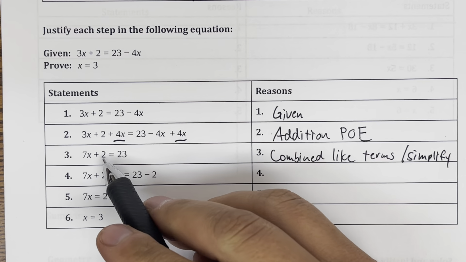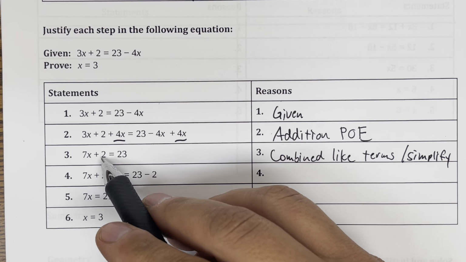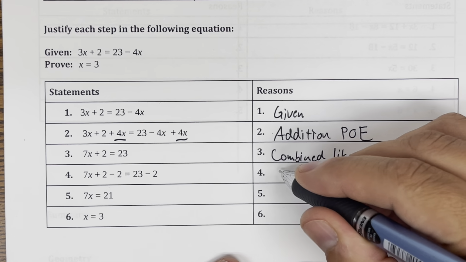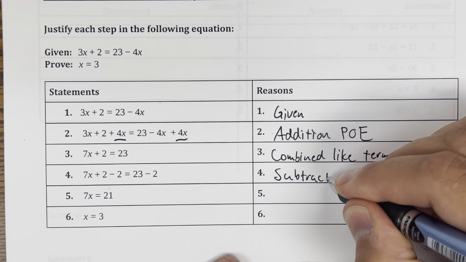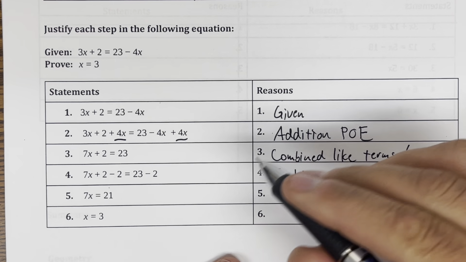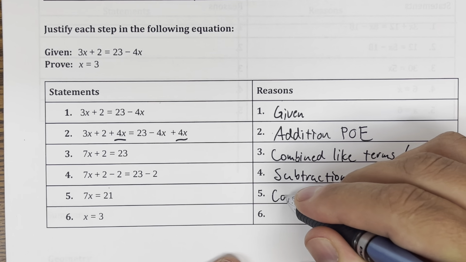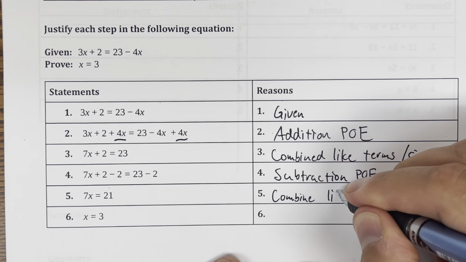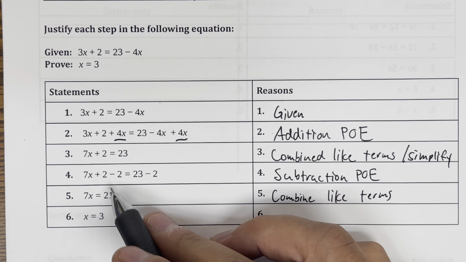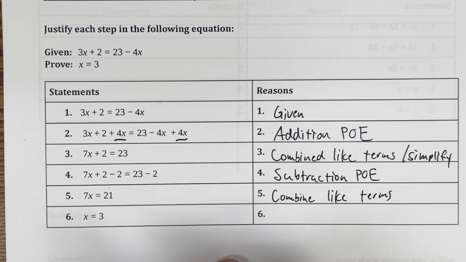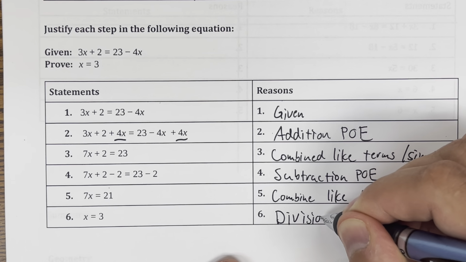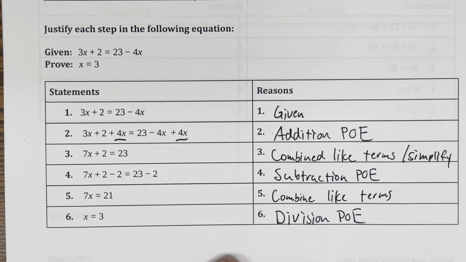Next step to solve, we would subtract 2 from both sides. So we're going to bring that 2 over. So we subtracted 2, subtracted 2. If I do it to one side, I had to do it to the other. So we use the subtraction property of equality. And then again, combined like terms. We took 23 minus 2 to get 21. 2 minus 2 is 0, so it's just 7x. And finally, the last step would be to divide both sides by 7, so we're using the division property of equality to finish.